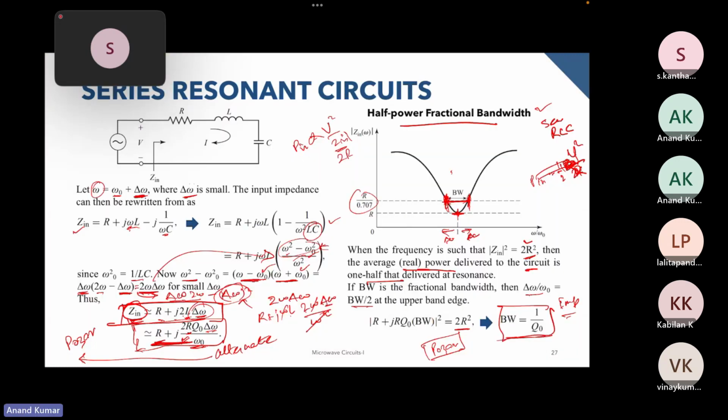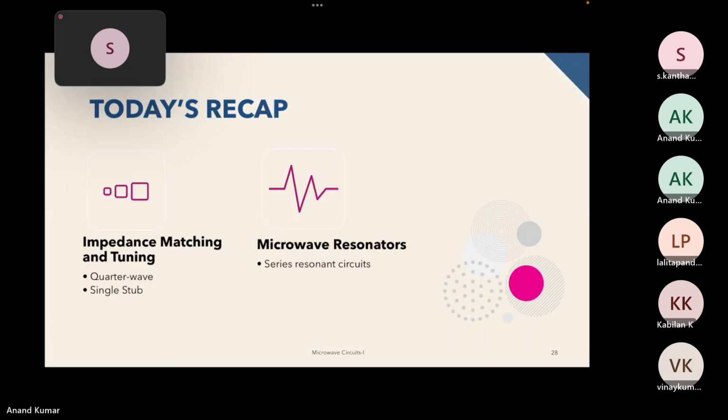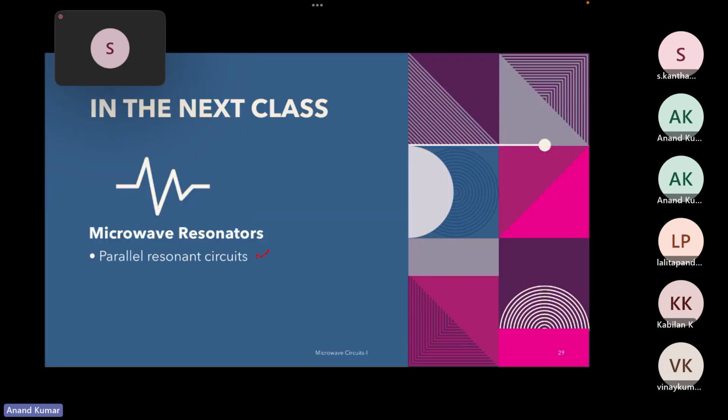Any questions from this? Otherwise, we'll end today's class. So today we covered the quarter wave transformer, the single stub, and series resonant circuits. The next class we'll look at the parallel resonant circuits.